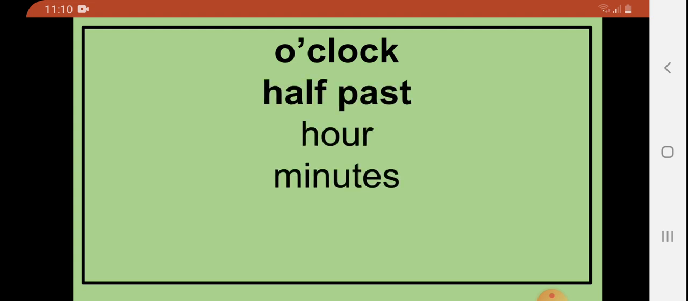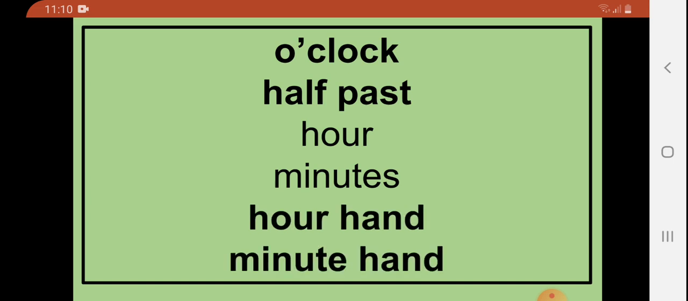These are some very important words that we will be using, because today we are discussing the concept of time. This is the terminology that has to do with time. This vocabulary will be used frequently today. O'clock is when the minute hand is pointing towards 12: 5 o'clock, 9 o'clock, 10 o'clock, whatever. Half past is when the minute hand is pointing towards the number 6. 60 minutes make an hour. The hour hand is the shorter hand, and the minute hand is the longer hand.